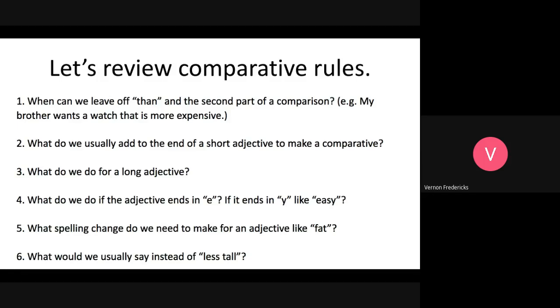Number five, what spelling change do we need to make for an adjective like fat? Consonant, vowel, consonant. Number six, what would we usually say instead of less tall?